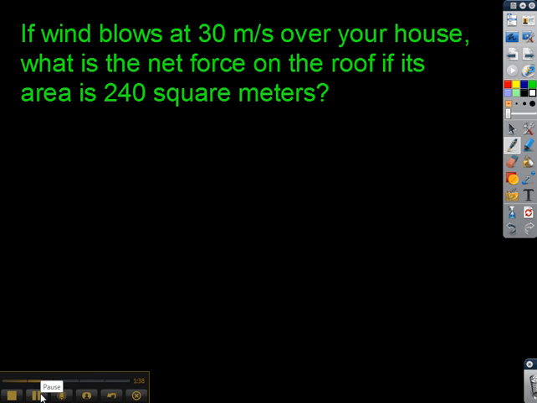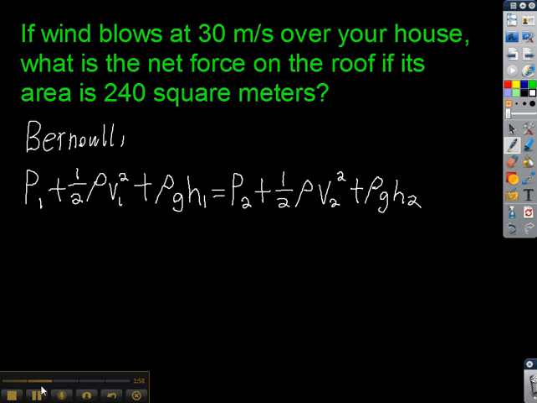If wind blows at 30 meters per second over your house, what is the net force on the roof if its area is 240 square meters? This one is talking about Bernoulli's principle because you've got pressure with a fluid that's in motion. The air is in motion over something, so we need Bernoulli's equation. So here we've got Bernoulli's equation, which looks enormous, but it's really not that big of a deal.